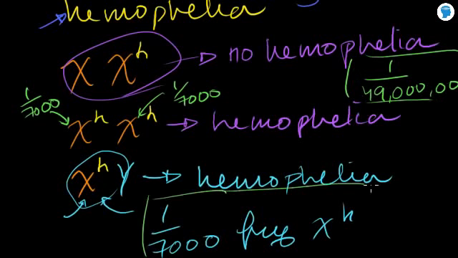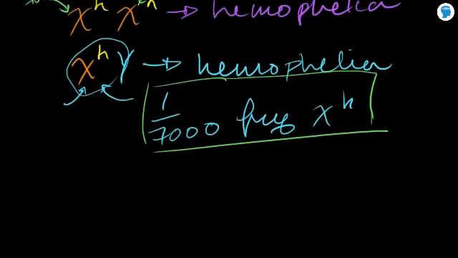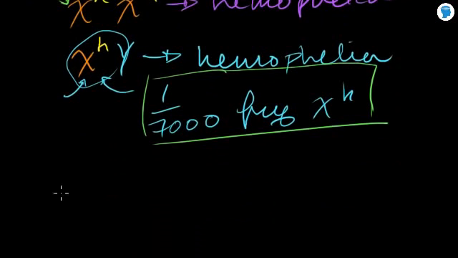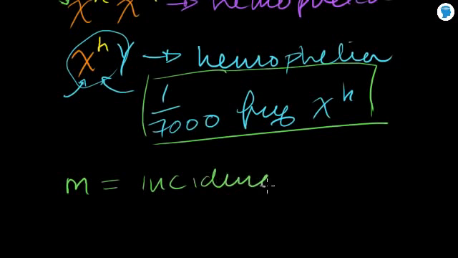And in general, for any recessive sex-linked trait, men, if they have it, are going to show it because they don't have another X chromosome to dominate it. Or for a woman to show it, she has to have both versions of it. So let's say that M is the incidence in men. Then the incidence in women will be what?